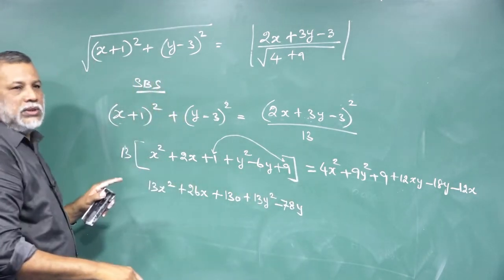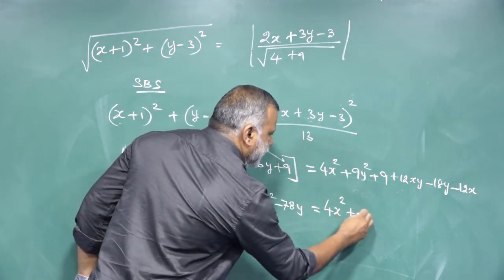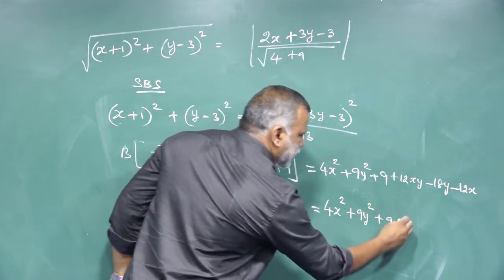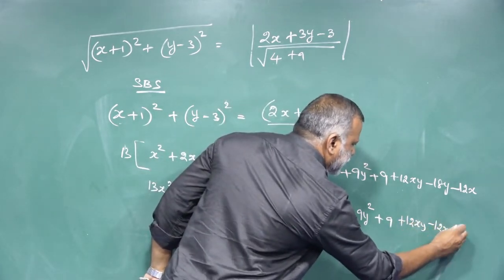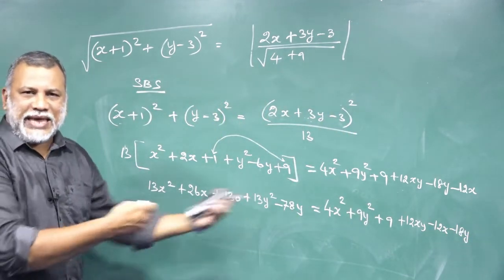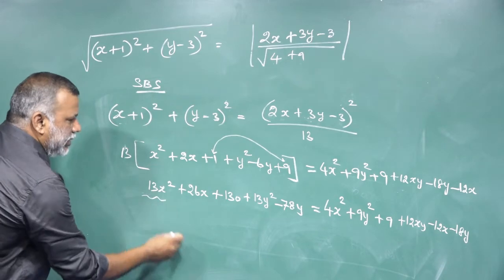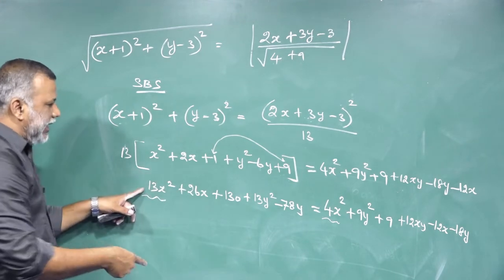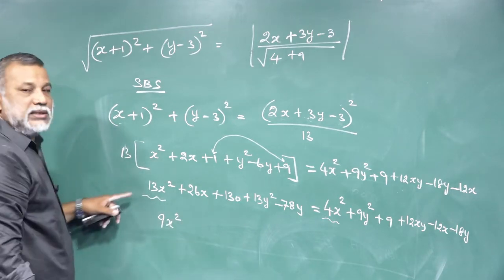9 already worked out. Then see here, what are the numbers? Arrange it: 4x squared, again 9y squared, then one more 9, 12xy, then minus 12x minus 18y. So converting to the same side, we are able to simplify the equation. See here, 13x squared, here 4x squared. If you are converting to the same side, it will be negative. So 13 minus 4 for x squared, I can get 9x squared.